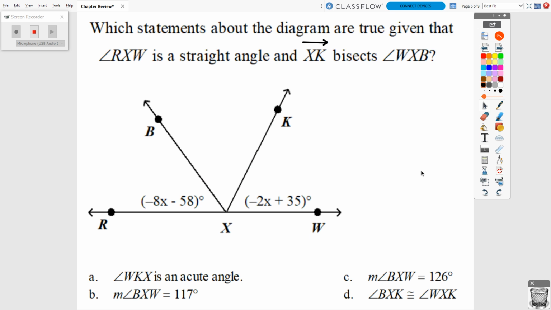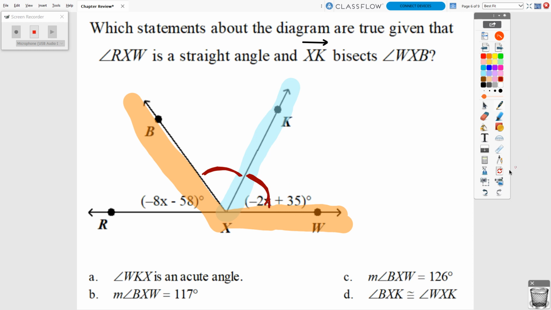All right, which statements about the diagram are true given that angle RXW, where's RXW? RXW. Okay, so this straight line is a straight angle, perfect. And ray XK, here's ray XK, bisects, what does bisect mean? Bisect means it's going to cut into 2 equal-sized angles, because it's bisecting an angle, WXB. All right, so here's WXB, which means we are allowed to put in some of those congruent angle markings, that these two angles are really the same as each other.